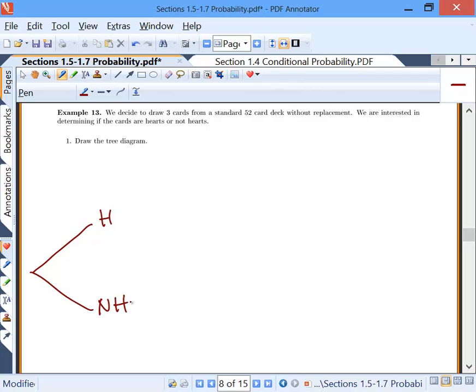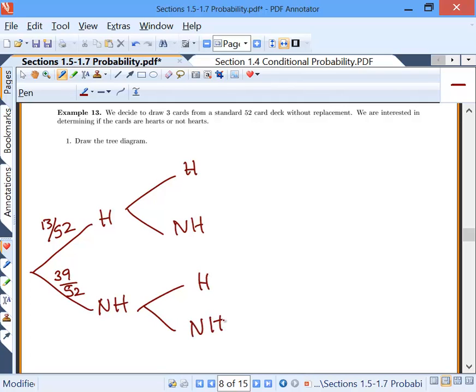What is the probability of getting hearts on your first draw? Okay, 1/4, or I'm going to just write it as 13 out of 52 to start with. And then not hearts would be 39 out of 52. That's for my first draw. Now let's look at my second draw. I can still get hearts or not hearts, or hearts or not hearts.